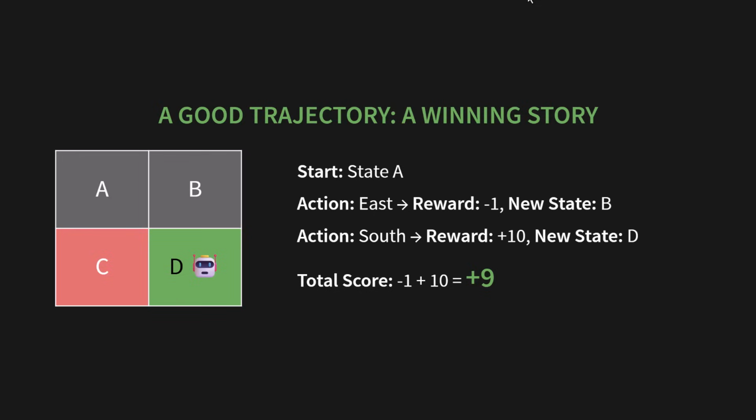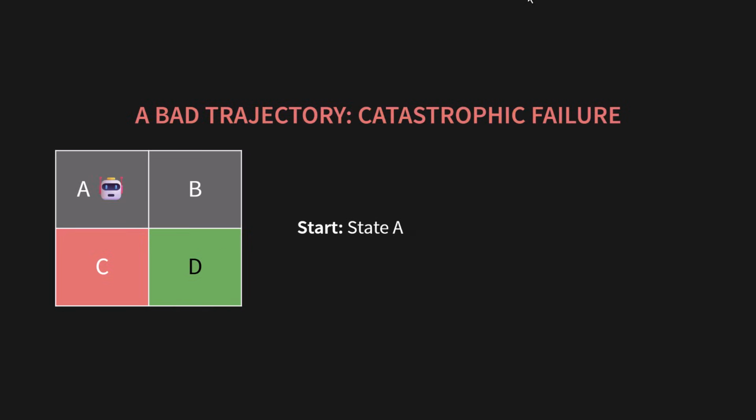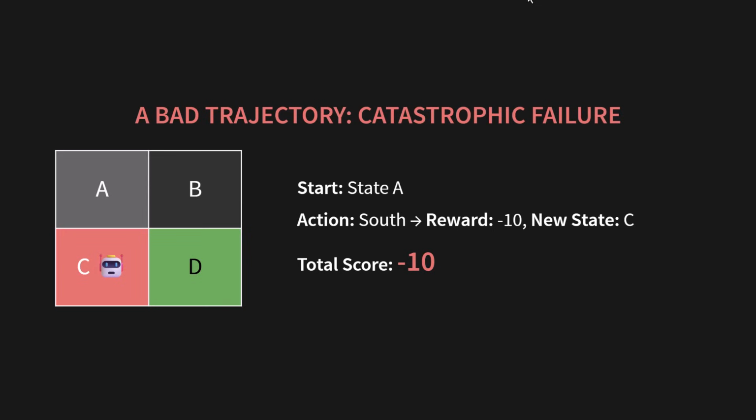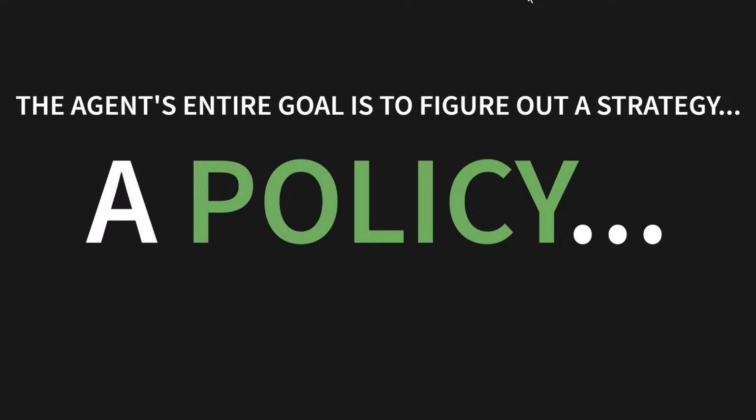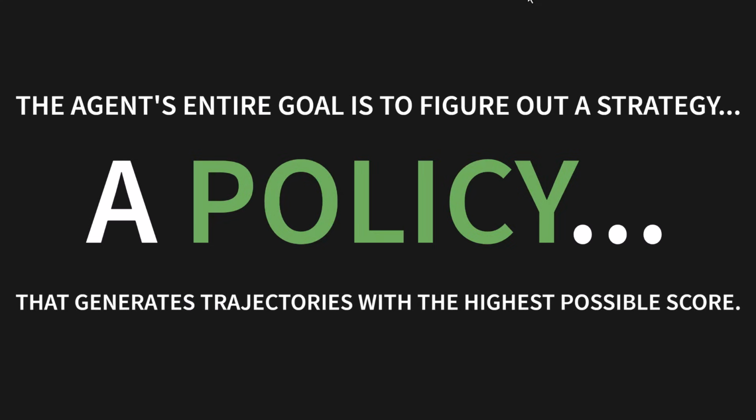So what's the total score for this story? -1 + 10 equals +9. A solid win. But what about a bad trajectory? A catastrophic failure? The agent starts in state A again. This time, it decides to go south. The universe immediately gives it a reward of -10 and drops it into state C, the pit. Game over. The total score? A painful -10. The agent's entire goal, its whole purpose for existing, is to figure out a strategy, what we call a policy, that generates these stories, these trajectories, with the highest possible score.